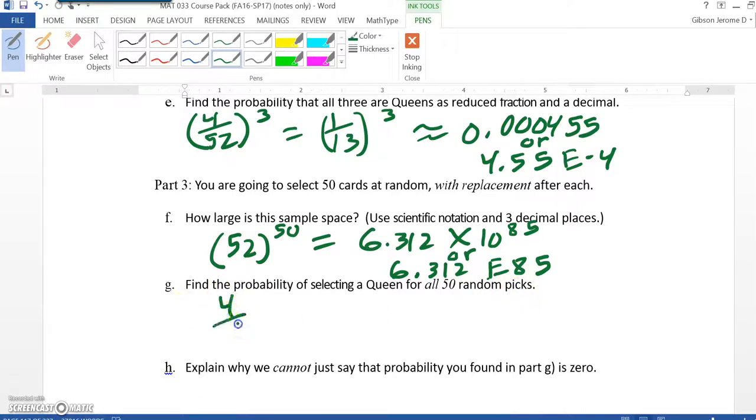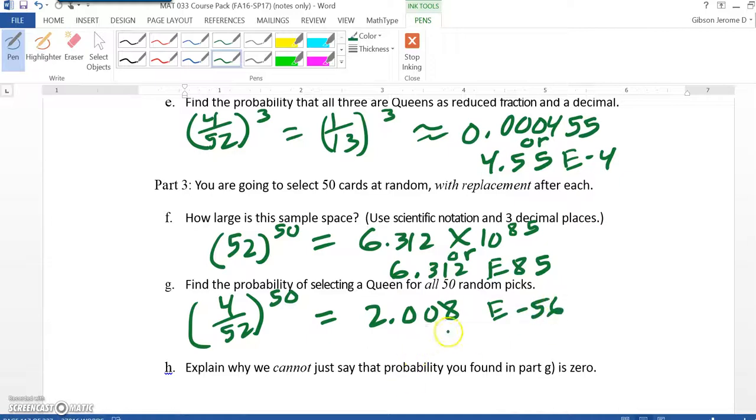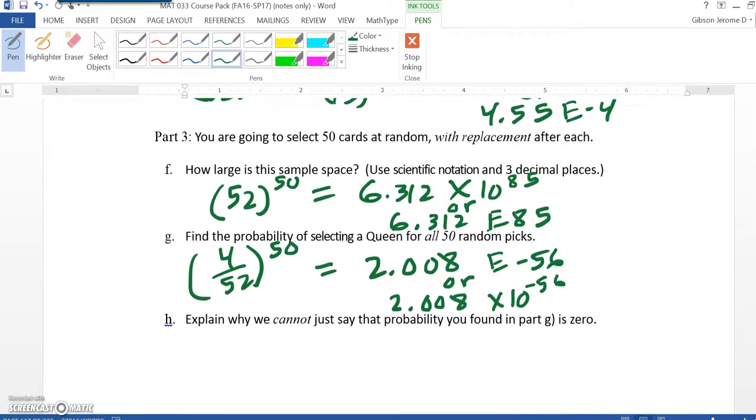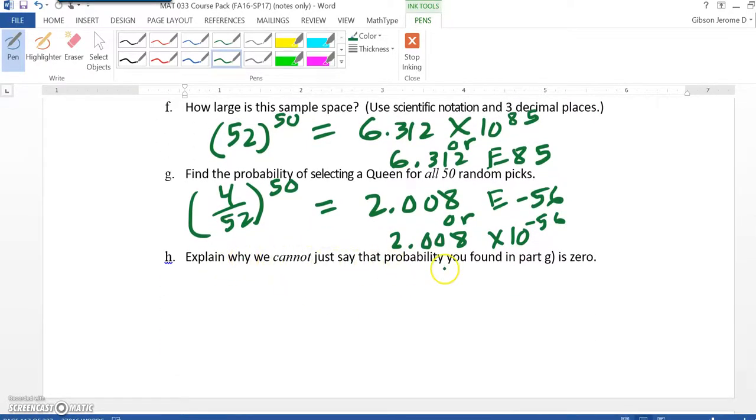So we know a queen is 4 out of 52, but we'll take that to the 50th power. And if you put that in your calculator, it'll give you 2.008 E negative 56. Now, if you don't have the TI calculator, typically it won't show up, but you can rewrite this as this here if you so choose, showing the times 10. Okay, now for H, explain why we cannot just say the probability you found in part G is 0.